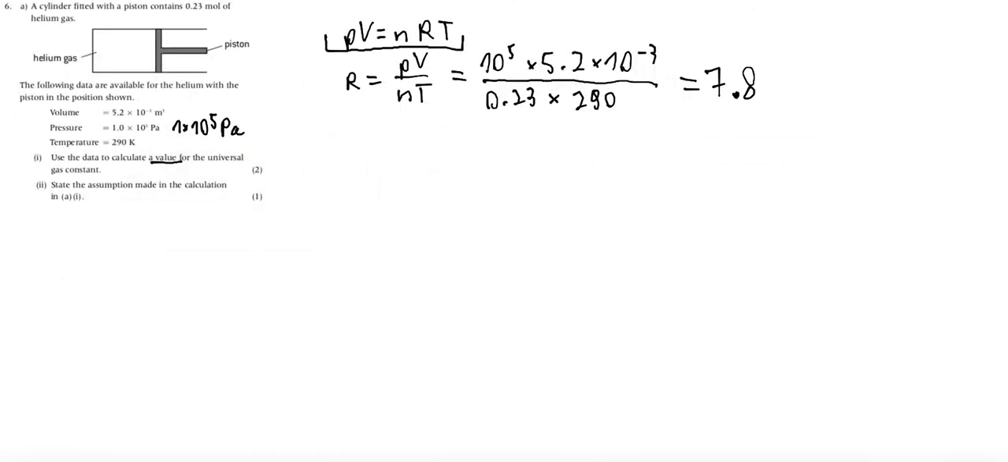Okay, but this gas constant is a little bit different. Let me check again. Numbers 0.23. Okay, due to this data, I have a result like this. Again on the calculator, 5.2 divided by 0.23 and 290. Yeah, 7.8.